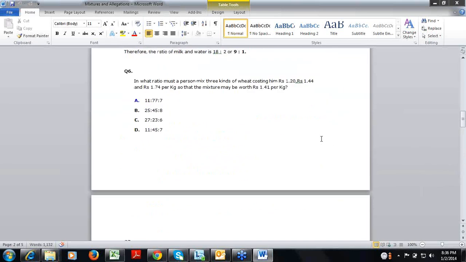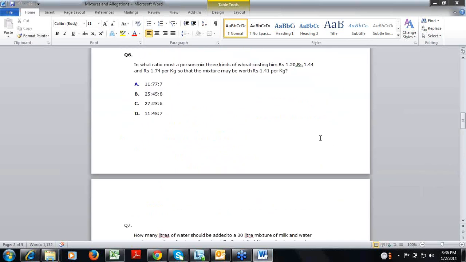Okay, moving on to question number 6. In what ratio should a person mix three kinds of wheat costing him 1.8, 1.44 and 1.74 per kg so that the mixture may be worth 1.41 per kg? There are a lot of ways to do this question. Some people will say that okay, this is closer to this, this is closer to that. I'll give you a very simple method to solve these types of questions.